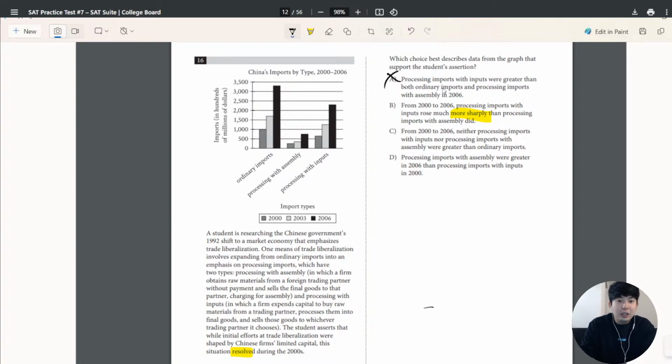Again, why is A out? A just has 2006. I need something getting better during the 2000s. Okay. Why is B out? Because there is no change happening. That just means this was the case the whole time.